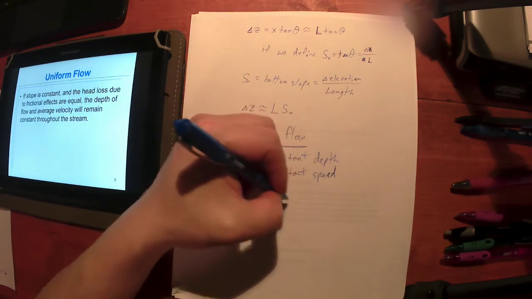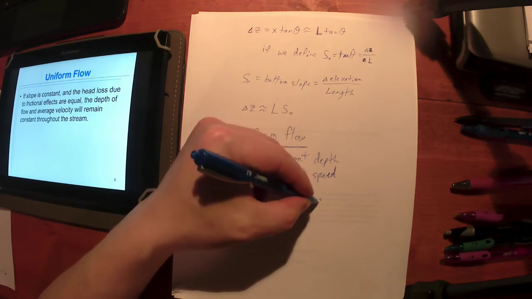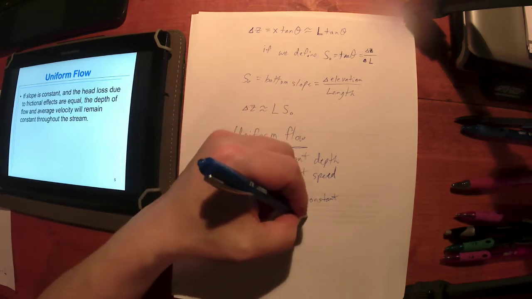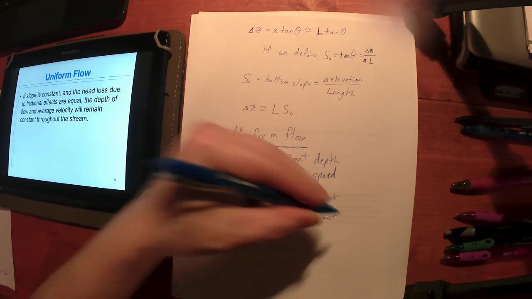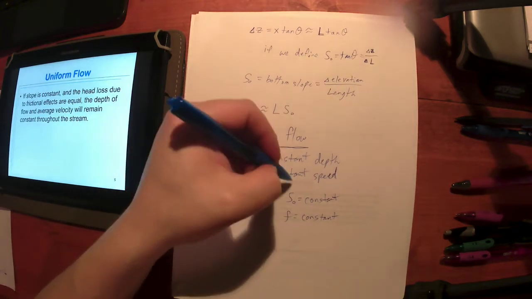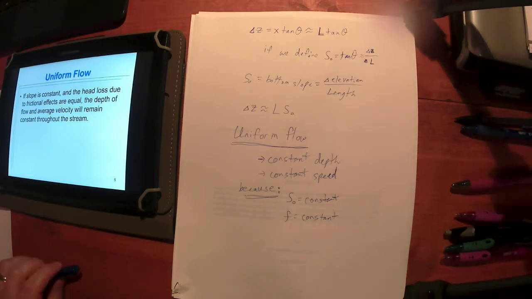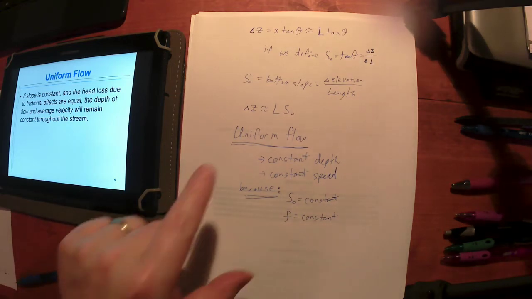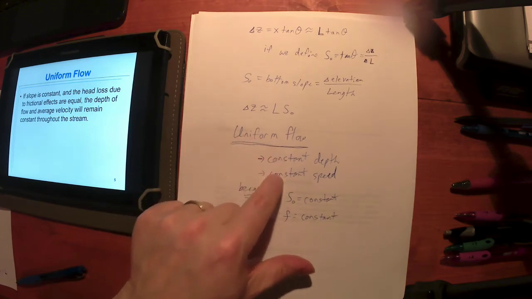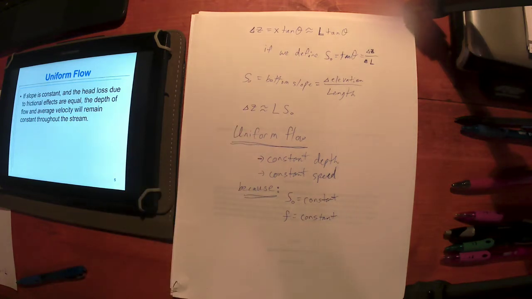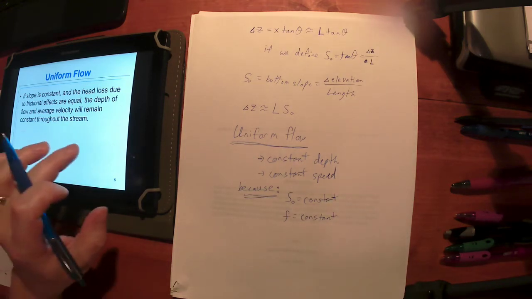And the reason for this is that S naught is constant, and the Darcy friction factor, or the frictional effects, is constant. And if both of those are true, then these also end up being constant. Again, we can see that when we talk about the conservation of energy. It's a little tough to see right now, but that's what they're telling you. When you know it's uniform flow, we know these two are constant because these two are constant. Okay, so more on that as we progress.